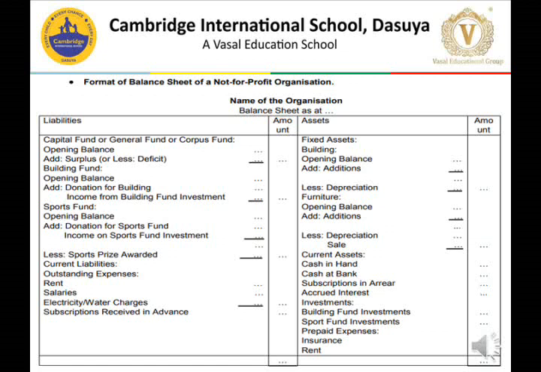Then current liabilities like outstanding expenses, rent, outstanding rent, outstanding salaries, electricity charges, water charges, or subscription received in advance. These all are to be recorded in the balance sheet of the non-profit.